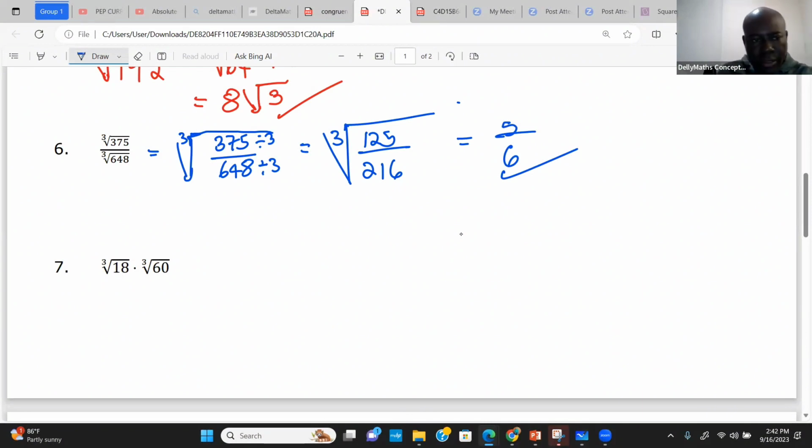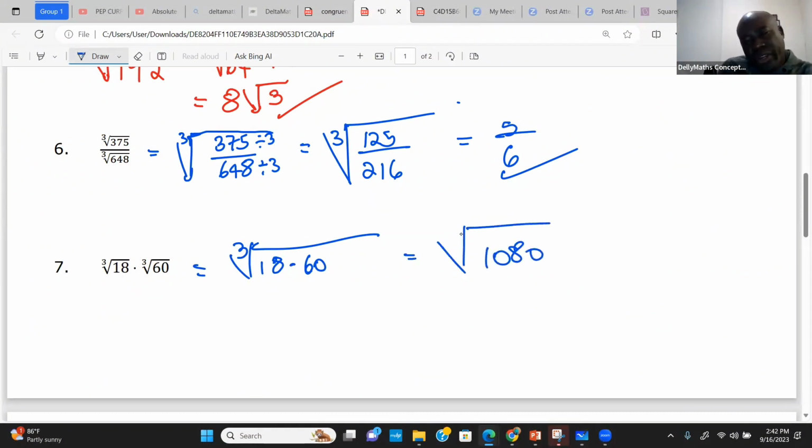Let's take a look at this one. We're going to multiply the radicands. By now we're seeing where we could always multiply the radicands, right? So if we multiply these, we're ending up with 1080, but we're dealing with the cubic root, which means I need to find the biggest cube that could go into 1080.